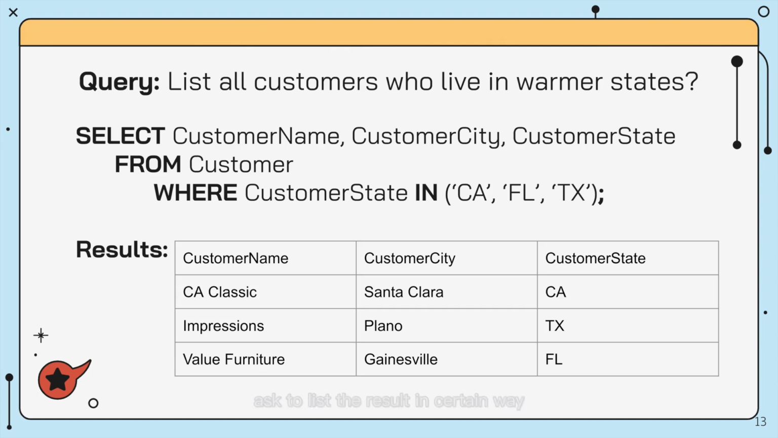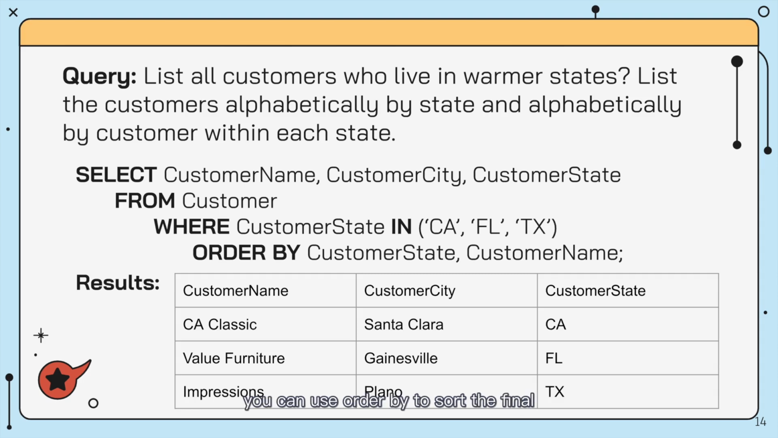The last query asks to list the result in a certain way. You can use order by to sort the final result rows in ascending or descending order. In the results below, you can see they are ordered by the customer state and customer name.